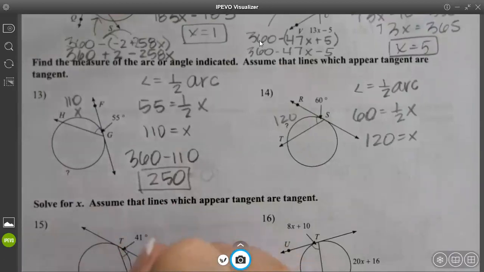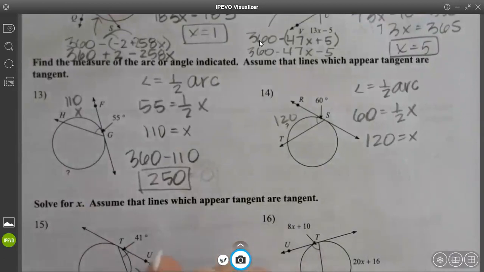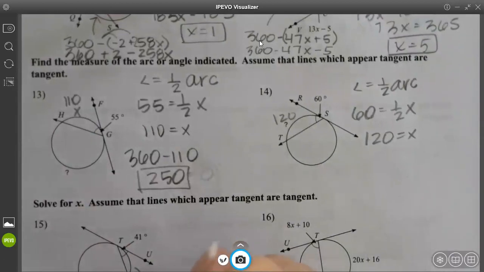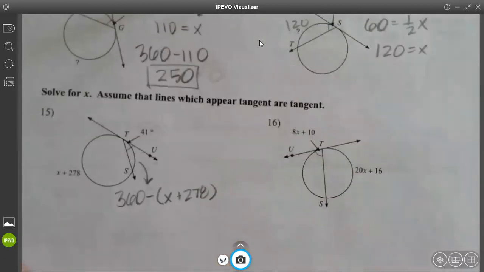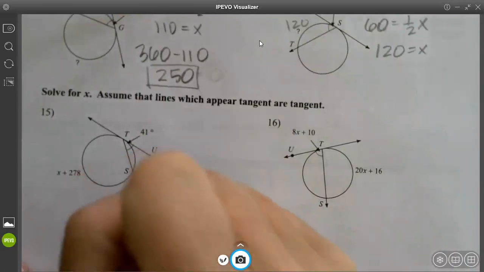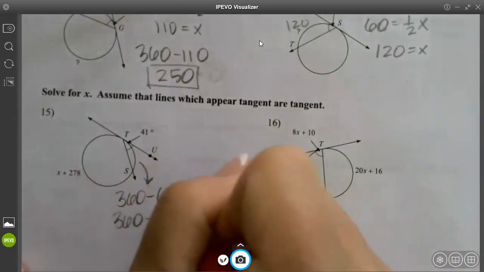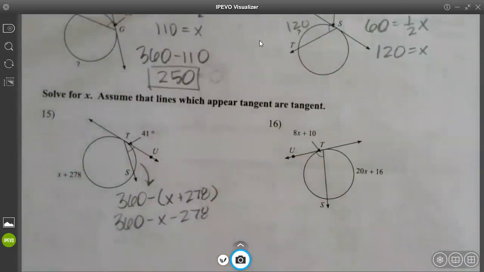So when you try to find the little one, I'm going to do this part, but not the rest of it. You're going to do 360 minus, make sure you put parentheses, x plus 278 like this, which would give you 360 minus x minus 278. And then clean that up. Is everybody good?